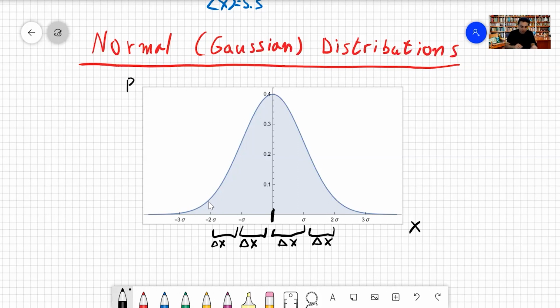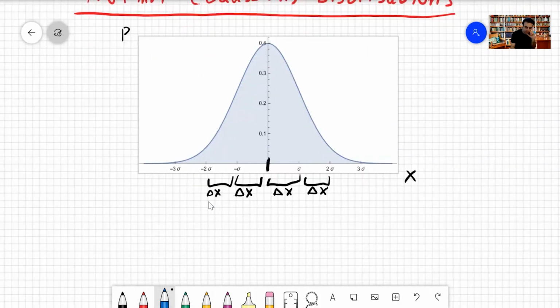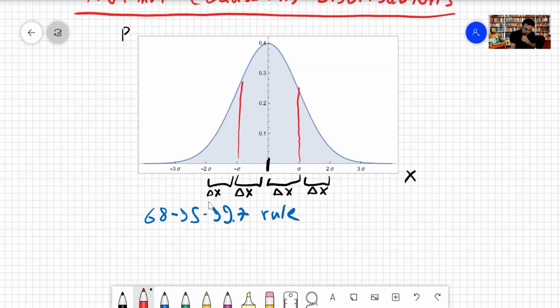And there is this rule called the 68-95-99.7 rule. And this rule basically says that the probability for the outcome to be within one standard deviation of the mean, so between here and here, the probability for that is 68%.